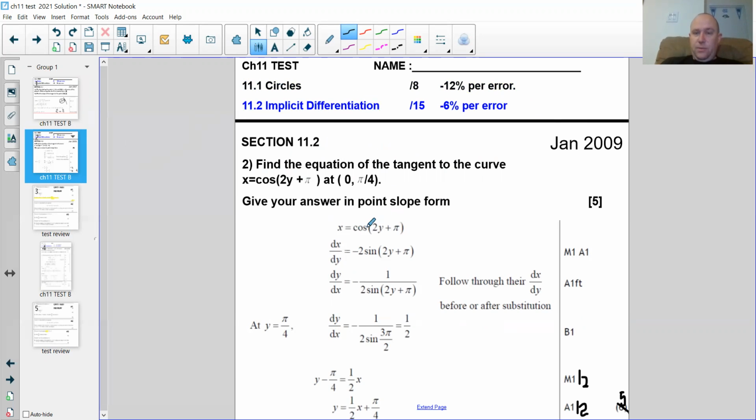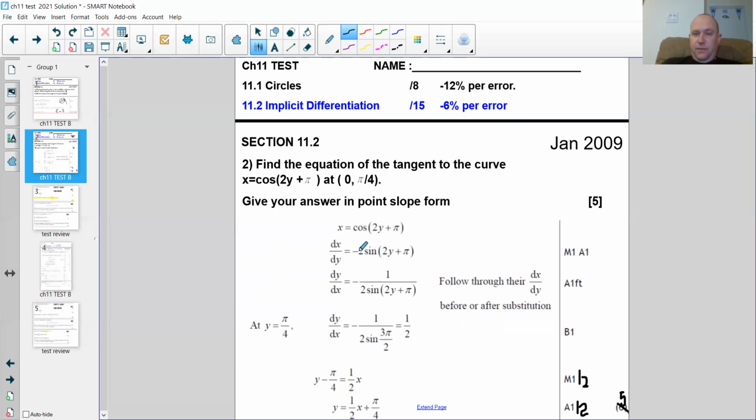So we're kind of stuck on this one. So instead of differentiating for y, we're actually going to differentiate for x for this one. So the differential for x would be dx by dy. Differential for cosine is negative sine. And then you also have to differentiate what's inside the parentheses as well. So the differential for 2y would just be 2.